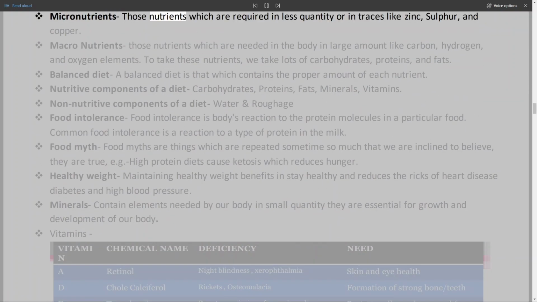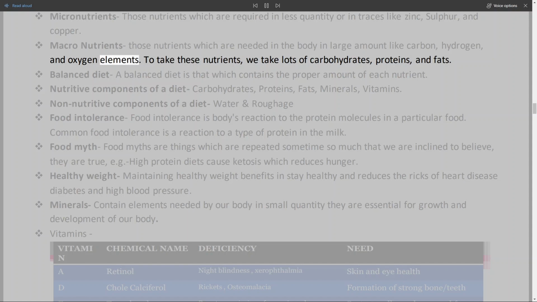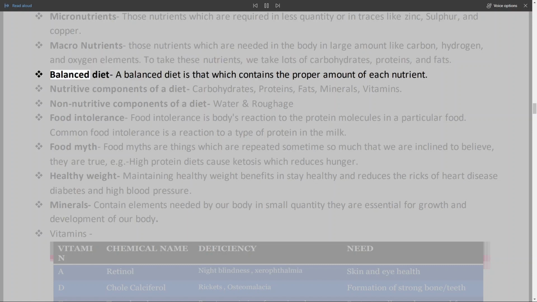Micronutrients. Those nutrients which are required in small quantity or in traces, like zinc, sulfur, and copper. Macronutrients. Those nutrients which are needed in the body in large amounts, like carbon, hydrogen, and oxygen elements. To take these nutrients, we take lots of carbohydrates, proteins, and fats. Balanced diet. A balanced diet is that which contains the proper amount of each nutrient.